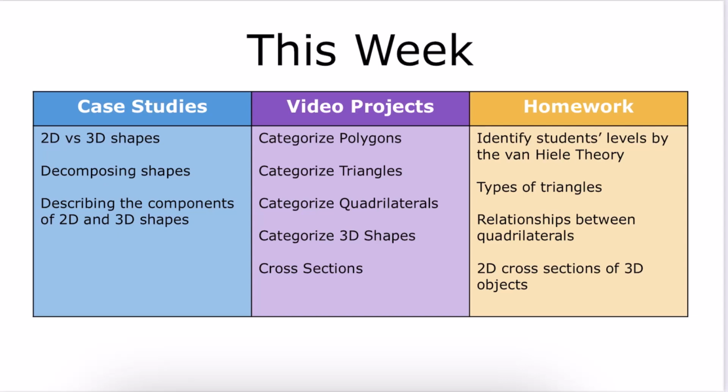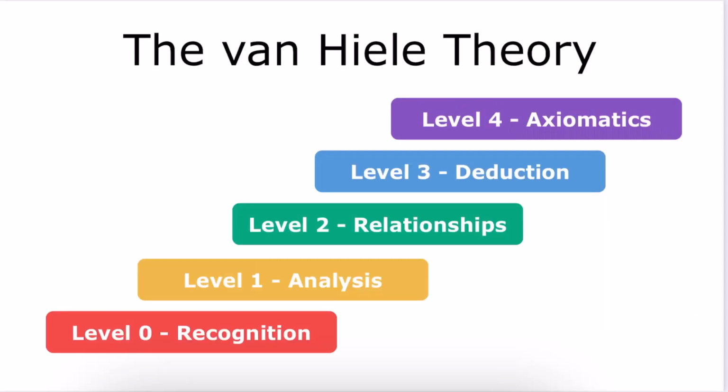So for the instructional video this week, I'm going to go through the Van Hiele theory and the different levels of learning. And then I'm also going to talk about how you would teach the decomposition of shapes. So let's start off with the Van Hiele theory. This theory is basically a structure of how children and people learn geometry.